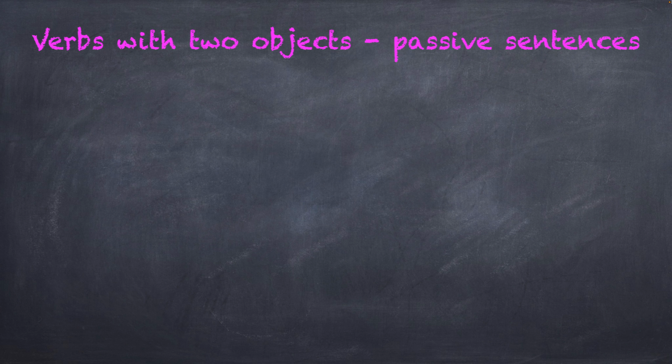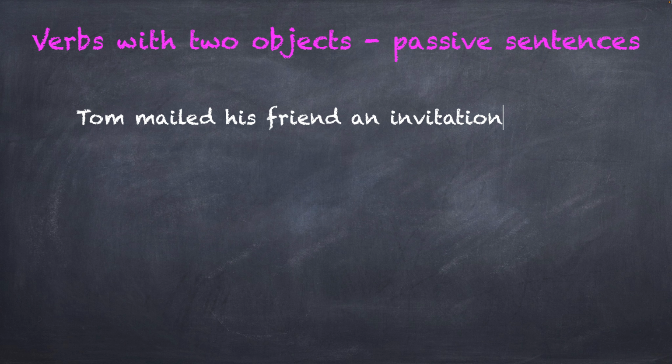Today we look at verbs with two objects in passive sentences. And as always, we look at an example first. Our example of the day is Tom mailed his friend an invitation. This is an active sentence, and we will put it into the passive voice.